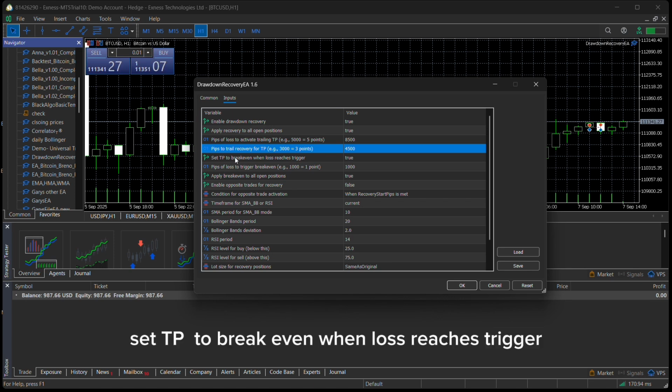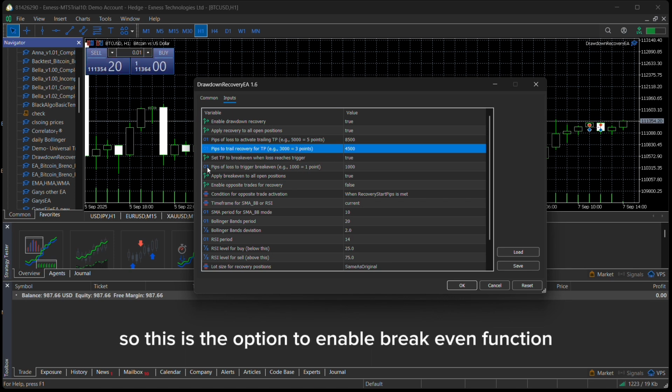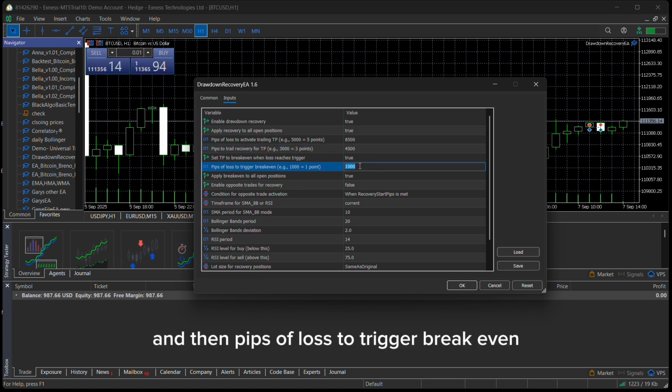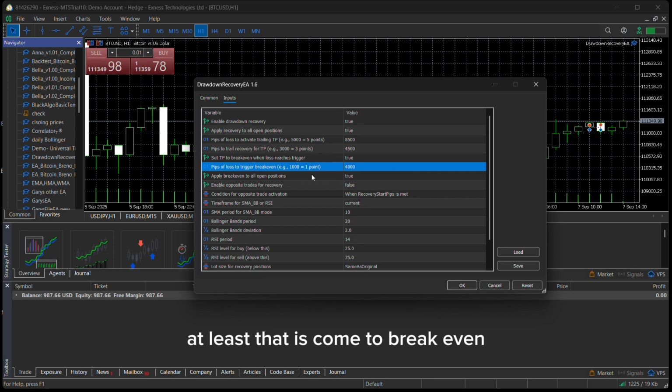Then what else? Set TP to break even when loss reaches trigger. So this is the option to enable the break even function. And then pips of loss to trigger break even. This is the pips of loss before break even is triggered. So let's use 4,000 pips. So once I'm in 4,000 pips in loss, at least it will come to break even. Then apply break even to all open positions, just like the apply recovery to all open positions.